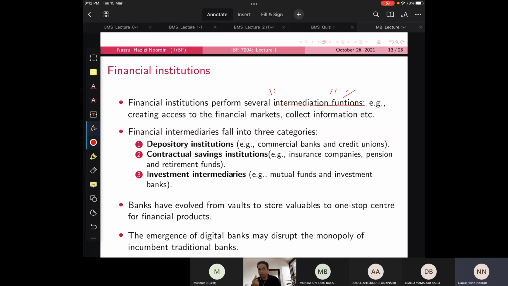So that's the job of a financial institution, basically, right? To link those with capital and those who need capital. So this is what we mean by intermediation here, right?